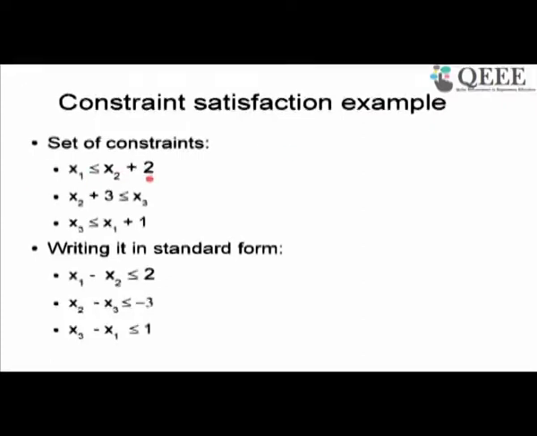I'm saying x1 less than or equal to x2 plus 2, x2 plus 3 less than or equal to x3, x3 less than or equal to x1 plus 1. You can see this is cyclic, right? I've written x1 in terms of x2, x2 in terms of x3, x3 in terms of x1. And I can try to write it in standard form: x1 minus x2 less than or equal to 2, x2 minus x3 less than or equal to minus 3. So I put the 3 on x3's side, like this.